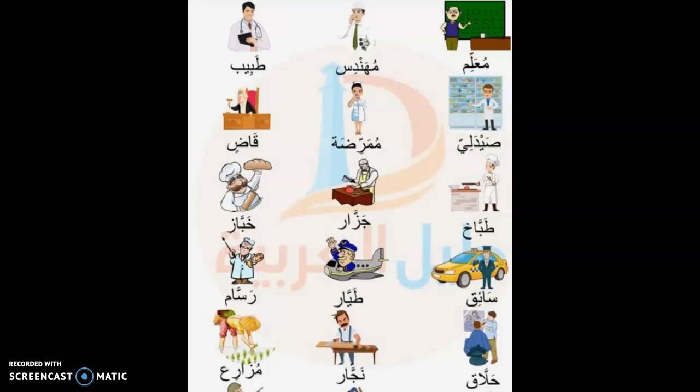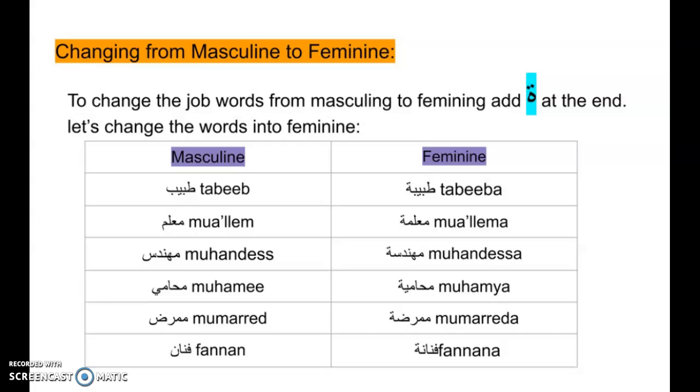Right, boys and girls, let us start by reviewing the six jobs that you already learned, both in their masculine and feminine forms. Tabib, tabiba, doctor. Huwa tabib. He is a doctor. Hiya tabiba. She is a doctor. Muallim. Muallima. Teacher. Huwa muallim. Hiya muallima.